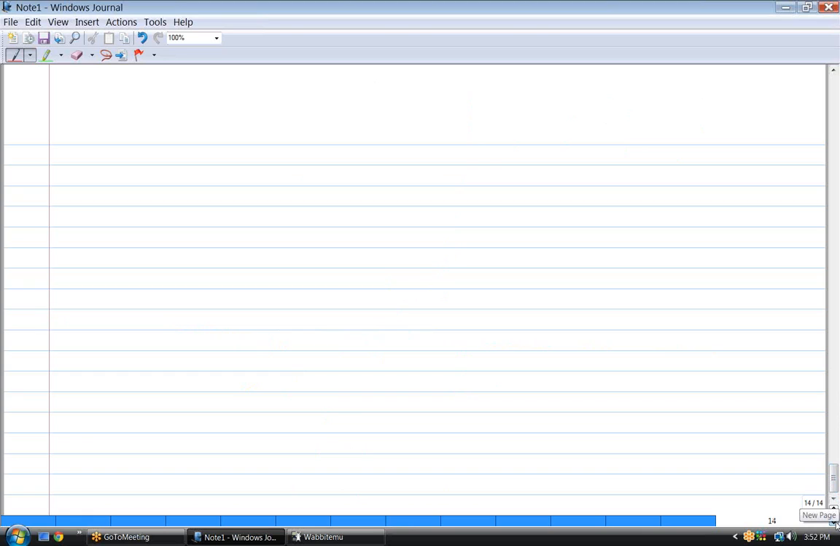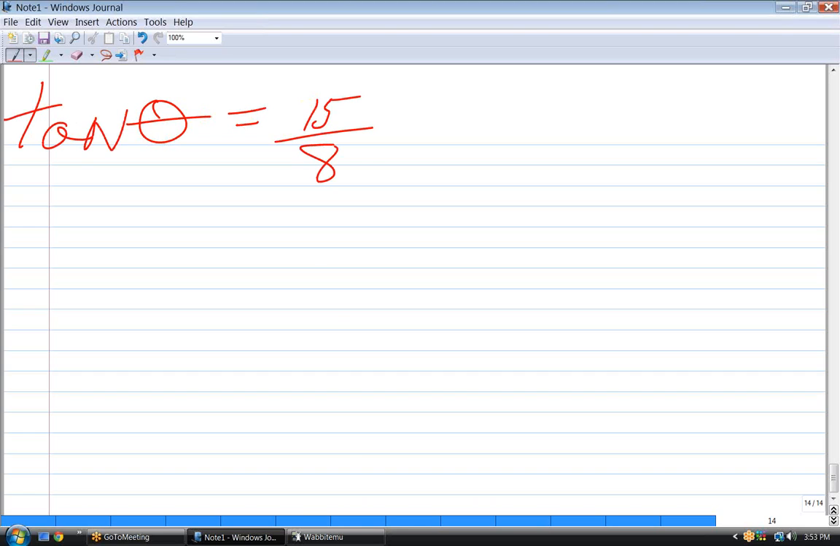Next one is: use a right triangle to determine the value of all trigonometric functions for theta, where tangent of theta equals 15/8. Now, this is almost the quintessential trig question, where they give you one trig function's value, 15/8, and they want you to know what the other 5 trig functions of that angle are.